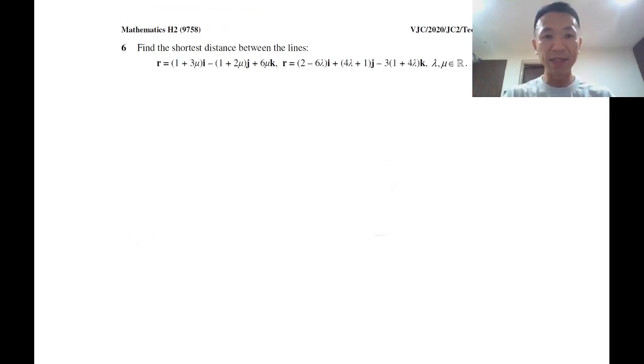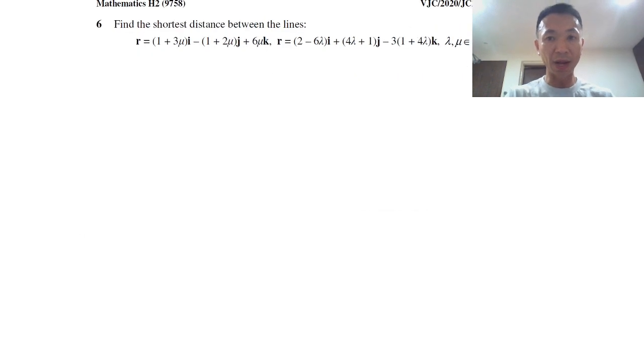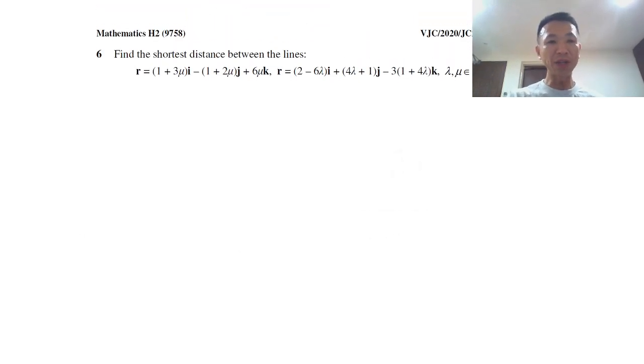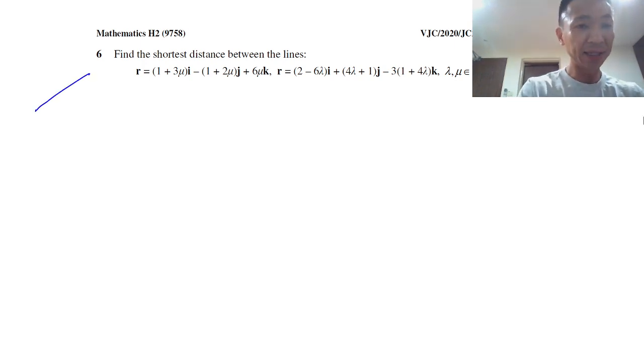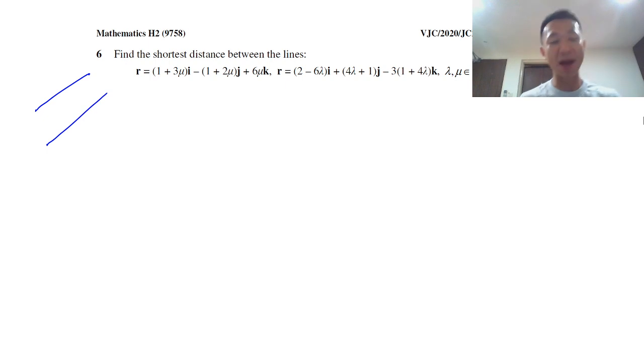Okay, question 6. The shortest distance between the lines. Okay, these two lines. Now, in order to find shortest distance, if they ask for shortest distance between lines, you must definitely suspect, or rather more or less confirm, that the lines are parallel. Because if the lines are not parallel, there are only two possibilities.